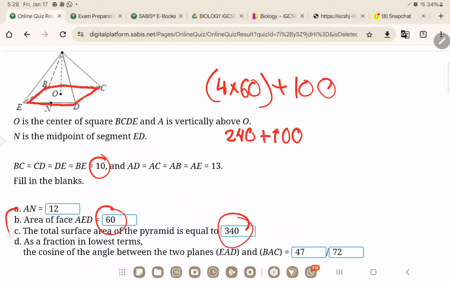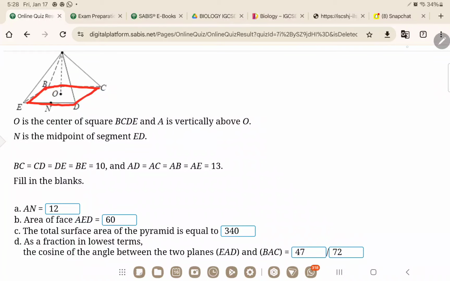First parts A, B, and C are all things you could do with math we learned in the previous years. Now part D, it's asking us what's the cosine of the angle between the two planes AED and BAC. Now let's draw out what they're asking for. Let me erase everything here and let me draw it out. The cosine of the angle between the two planes AED, so this is A, E, D, and B, A, C.